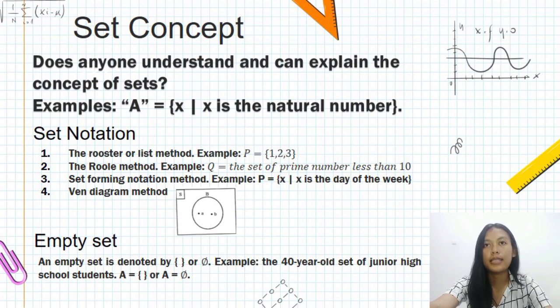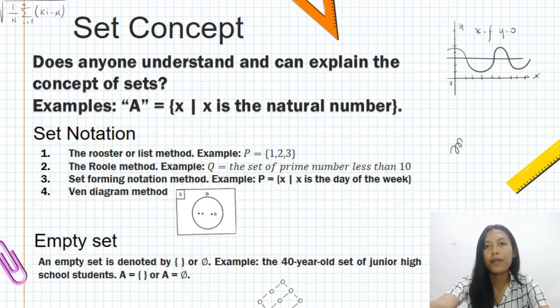Third, set-builder notation method. Example, P is the set of x such that x is a day of the week. And fourth, the Venn diagram method. You can see the picture of the Venn diagram on the screen.